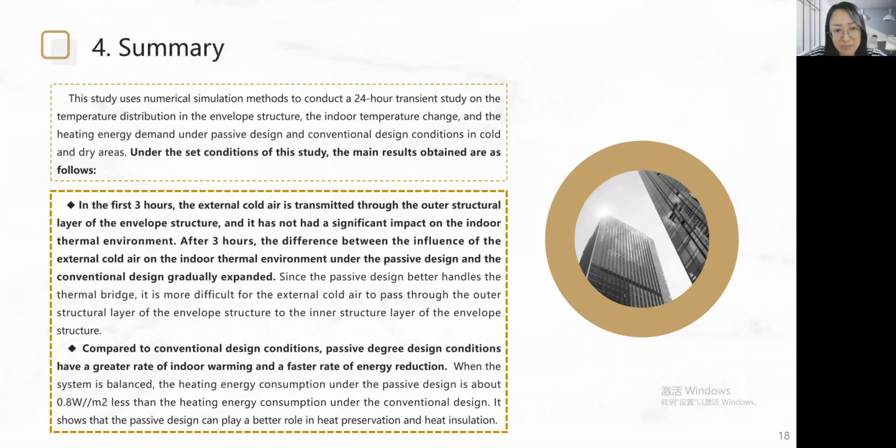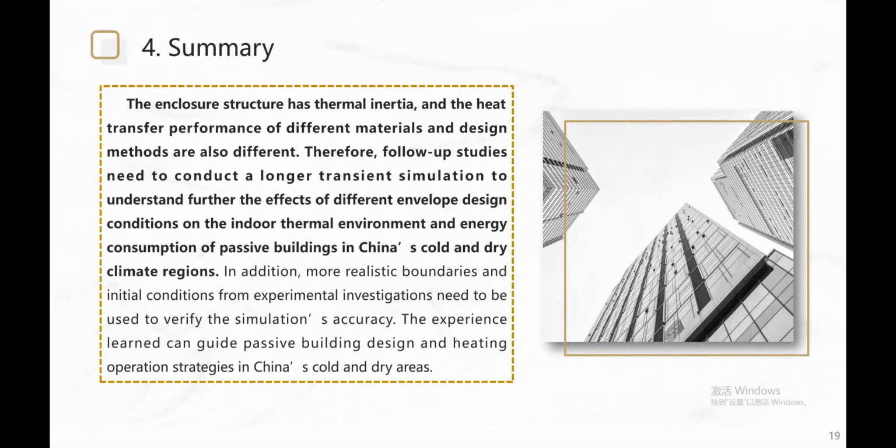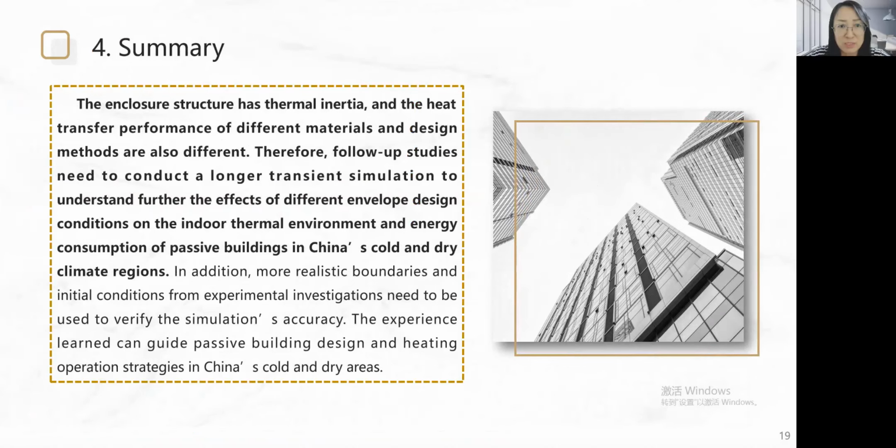When the system is balanced, the heating energy consumption under the passive design is about 0.8 less than the heating energy consumption under the conventional design. It shows that the passive design can play a better role in heat preservation and heat insulation. The enclosure structure has thermal inertia, and the heat transfer performance of different materials and design methods are also different.